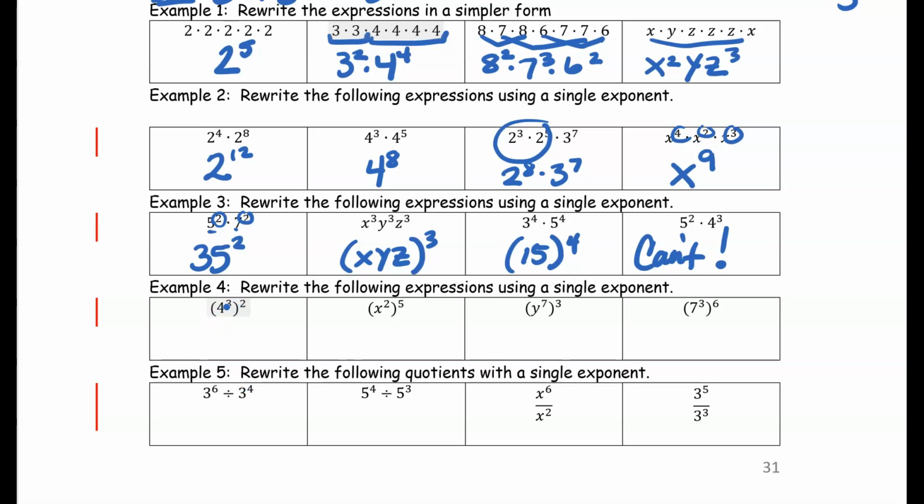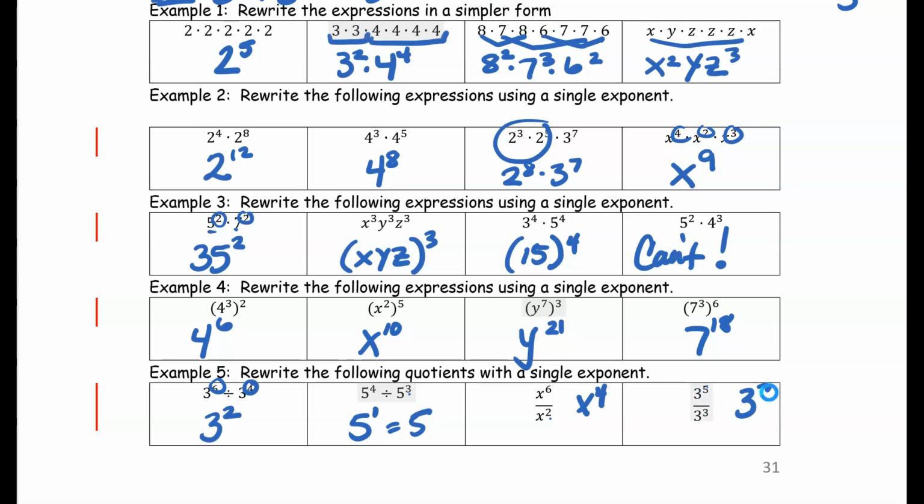We're going to multiply those exponents since there's parentheses there. So 4 to the 6th power, x to the 10th power, y to the 21st power, 7 to the 18th power. And then now we've got division. As long as we have the same bases, we're going to subtract exponents. So it's 3 squared. 5 to the 4 minus 3 is 1, or just write 5. 6 minus 2 is 4. And then 5 minus 3 is 2.